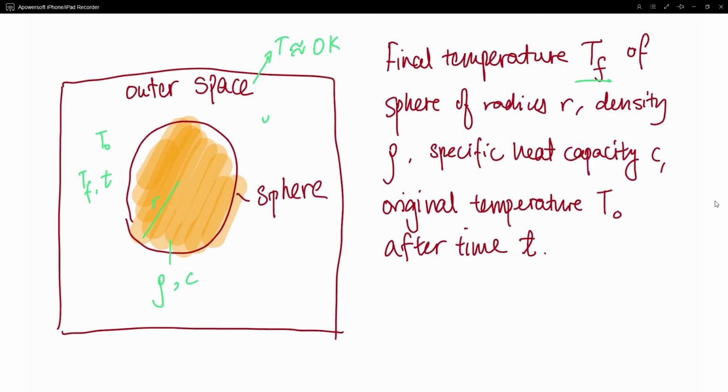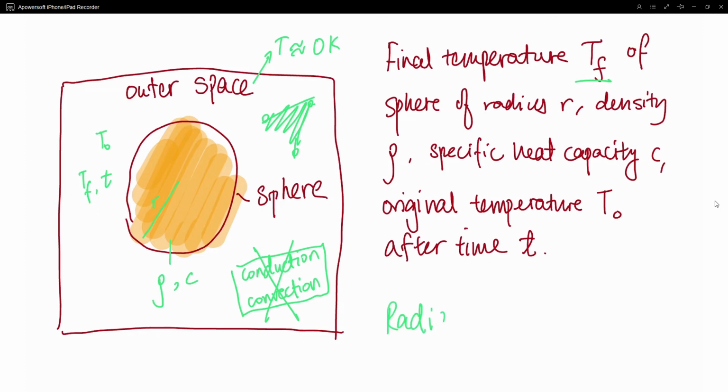Second assumption is that in outer space, it's almost a vacuum, meaning that there are very little particles here. So when we're talking about conduction or convection, both of these mediums of heat transfer need the movement of particles, which we don't have because there are very little particles in outer space where it's vacuum. So we can neglect both of them, meaning that the medium of heat transfer we're going to consider is only going to be radiation.